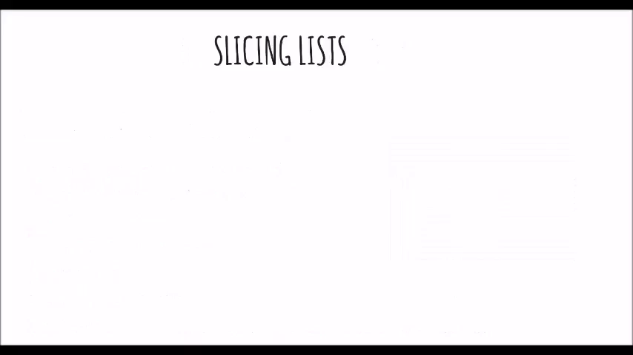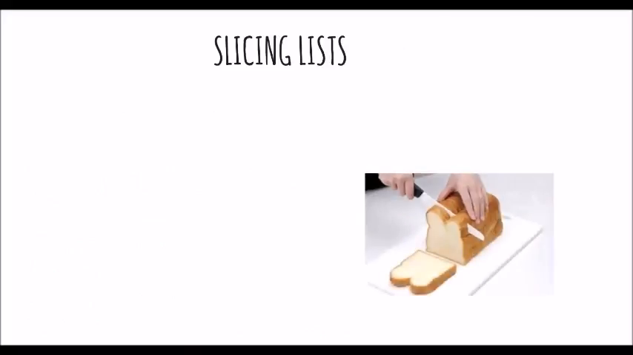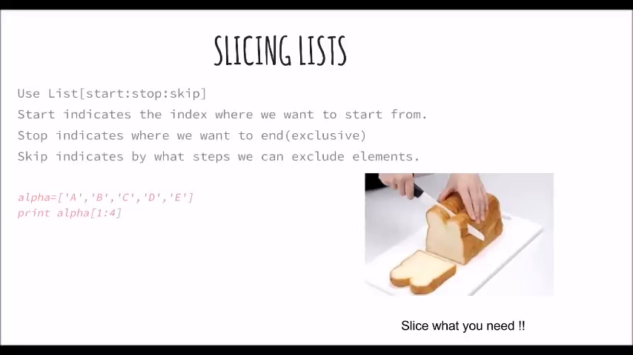Slicing lists. When you plan to slice a list, you need to know what you need. So you've got to slice what you need. Python uses start, stop, and skip when it tries to slice a list. So the start indicates the index from where you want to start the slicing. The stop indicates where you want to end, with the end exclusive, and the skip indicates by what steps you want to exclude the elements.